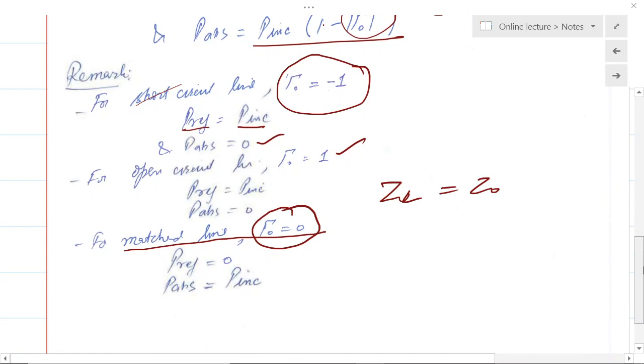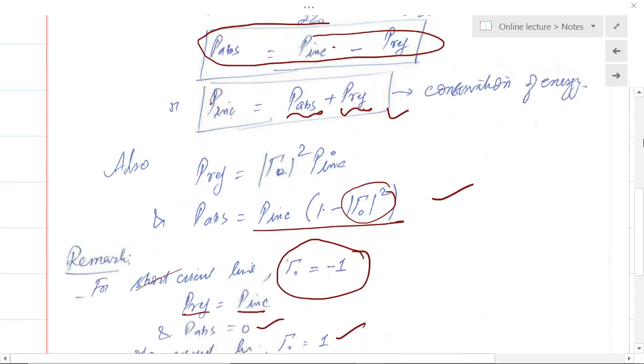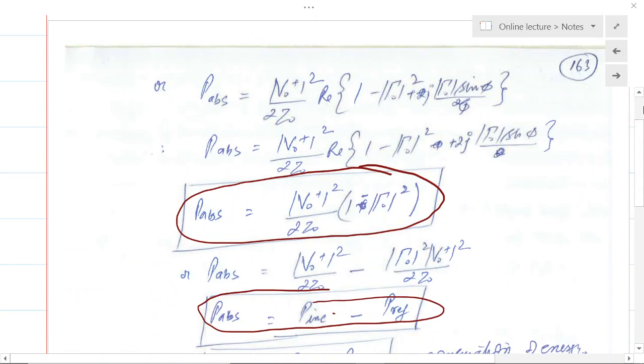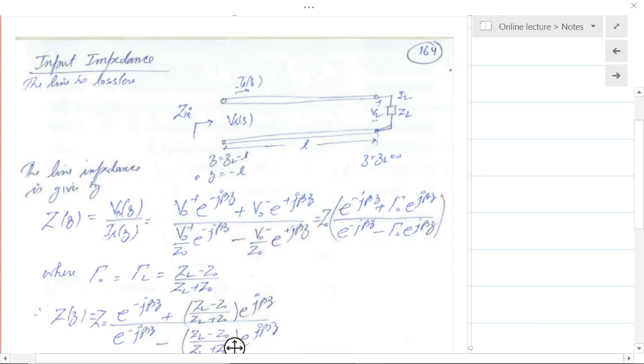So this is how you can compute the power in the incident wave, the reflected wave, and the power absorbed by the load. Okay. So now in the next lecture we will talk about the input impedance.